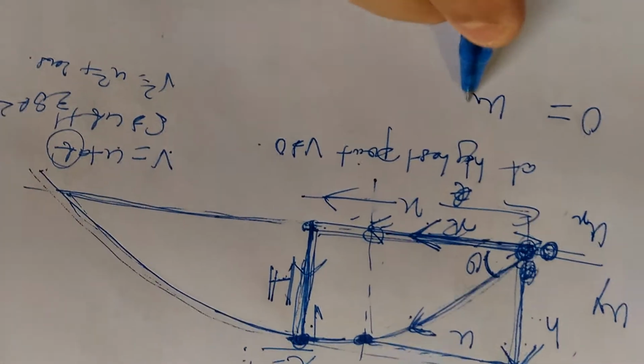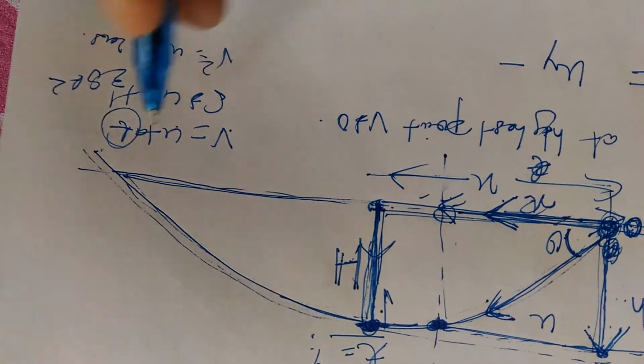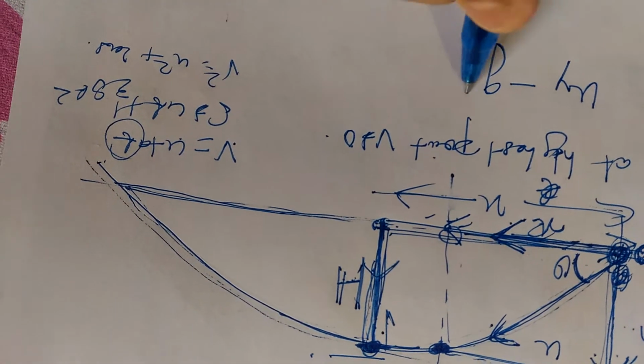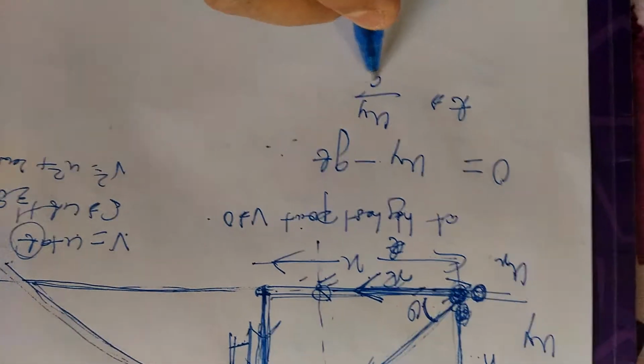So 0 is equal to uy minus g t, since a is minus g. So therefore t is equal to uy by g.